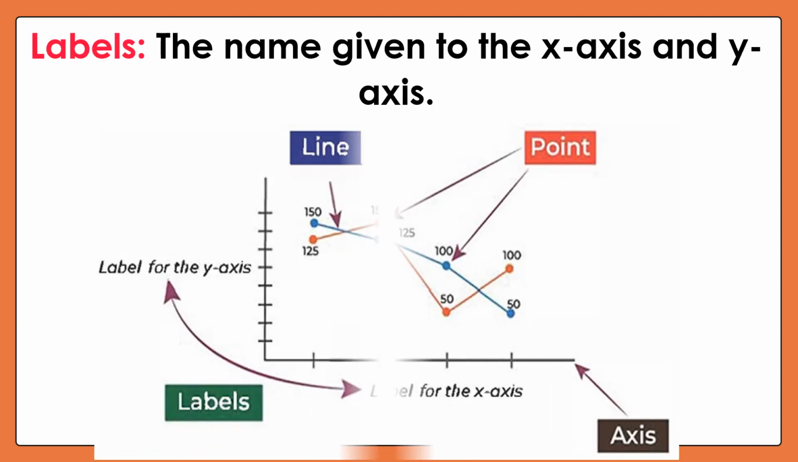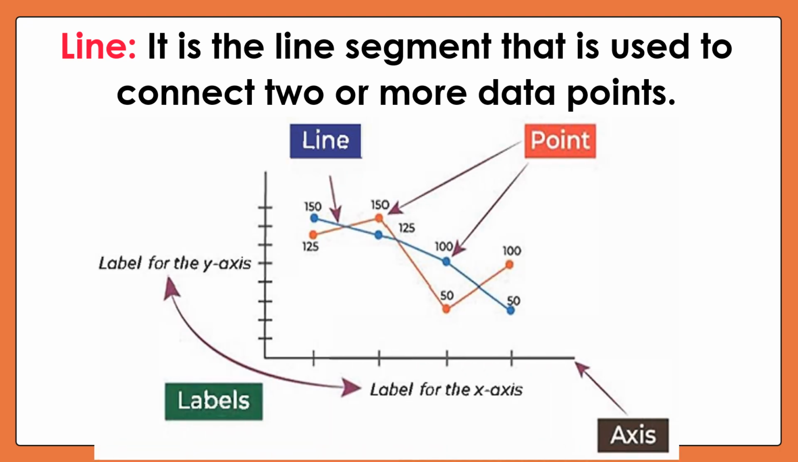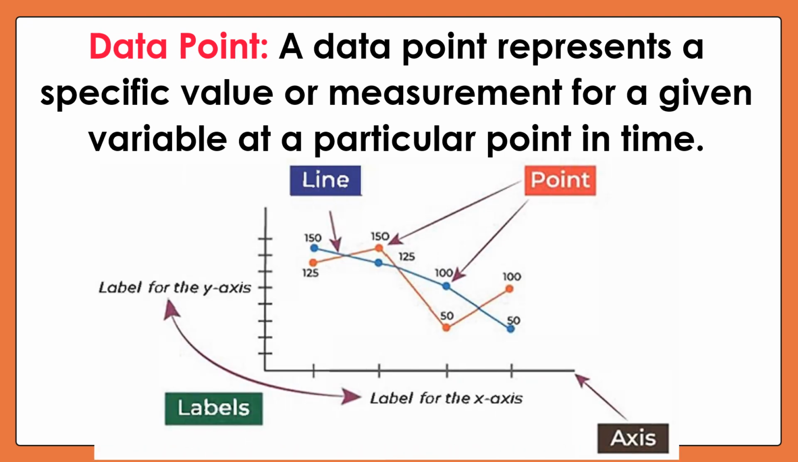Labels. The name given to the x-axis and y-axis. Line. It is the line segment that is used to connect two or more data points. Data point. A data point represents a specific value or measurement for a given variable at a particular point in time.